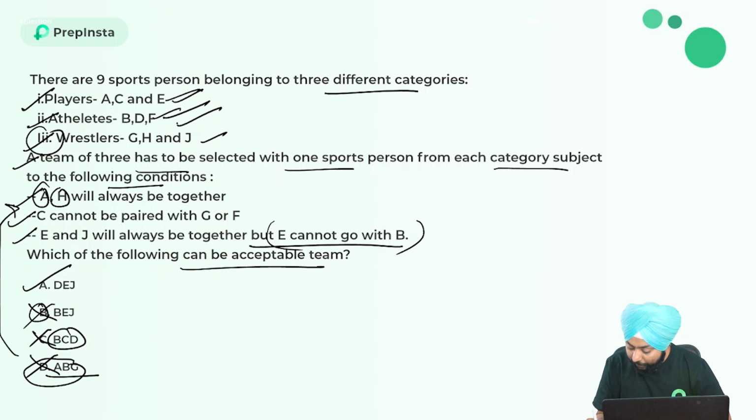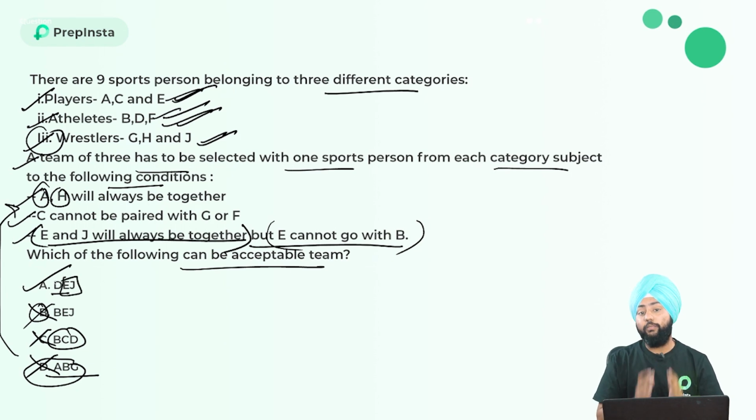So D is from athletes, E is from players, and J is from wrestlers. So all three are from different categories. Let's take D, E and J. I know D and E can come together, E and J can come together, and it's written that A and G will always be together. Yes, E and J are together. So that's why this is a perfect combination.